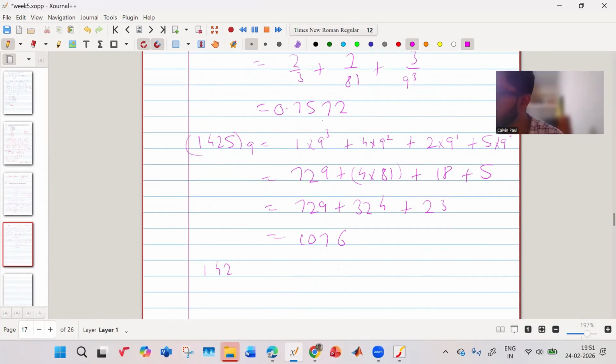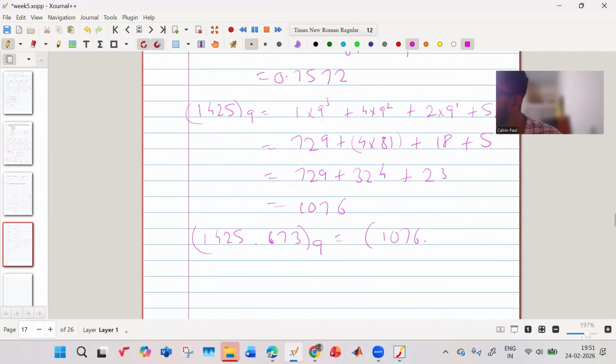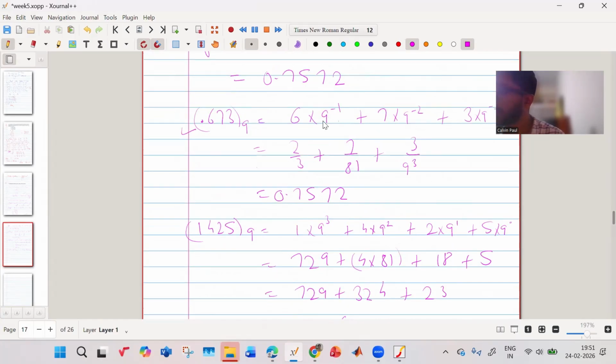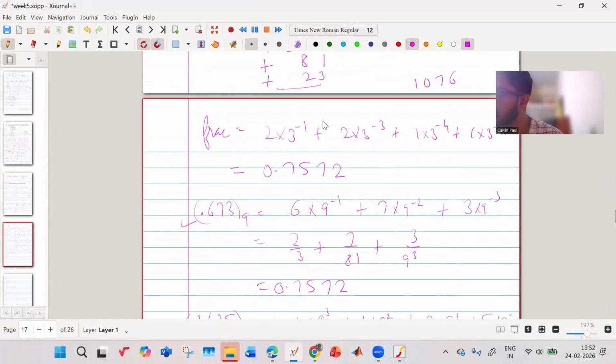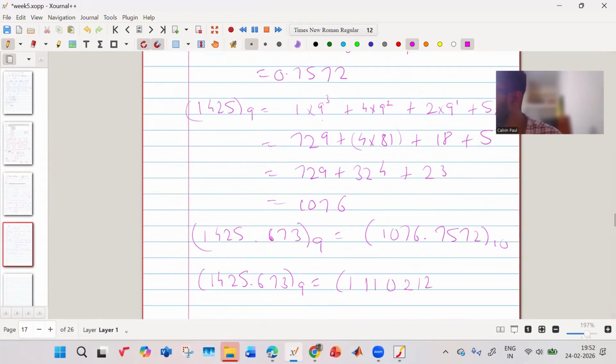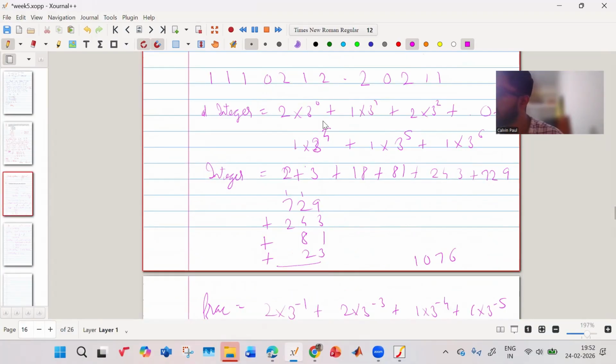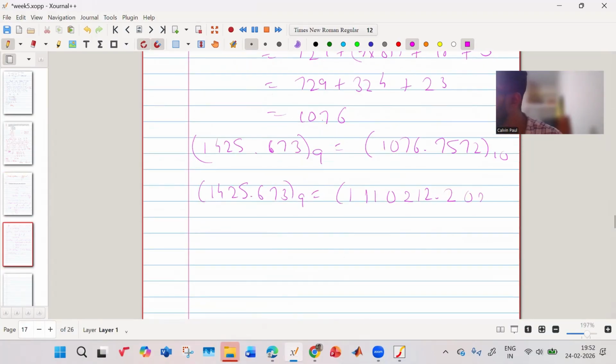So the answer is 1425.673 in terms of 9, which corresponds to 1076.7572 in terms of 10. Okay, so this is the answer. All right.